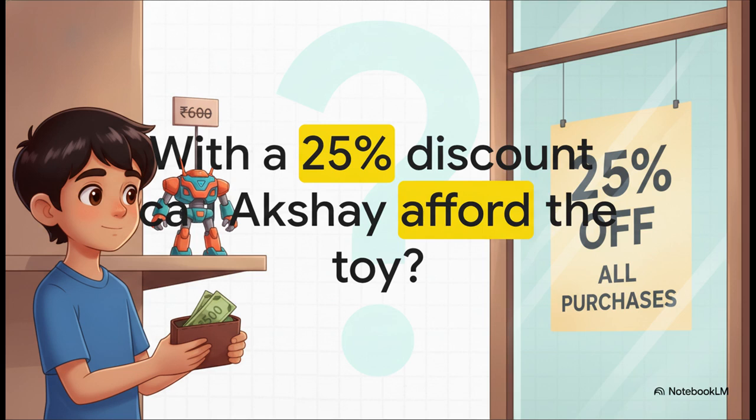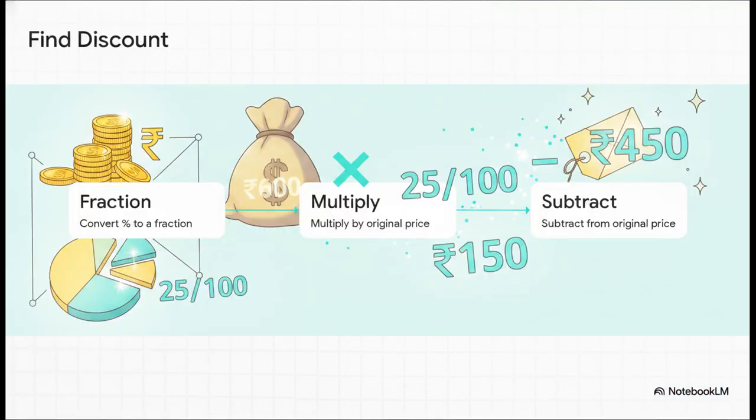But wait, there's a giant sign in the window advertising a 25% discount on all purchases. So the big question is, does Akshay actually have enough money to buy the toy now? To figure this out, we have to calculate the discount amount. Now, what's really interesting about this process is how incredibly logical the steps are. We take our 25% discount and convert it right back to a fraction, 25 over 100. Then we multiply that by the original price of 600 rupees. So 25 over 100 times 600 equals 150.